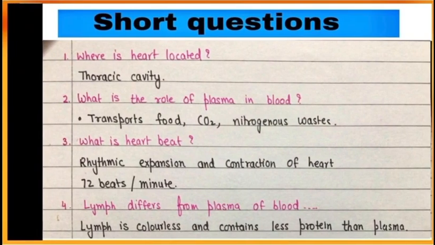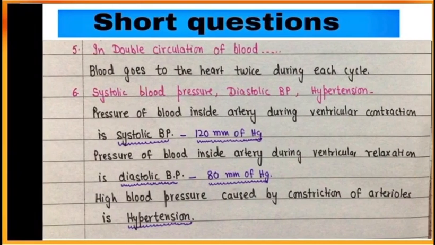Next are some short questions. Read question number 1 to 4. Answers are given along with the question. Then question number 5 and question number 6.